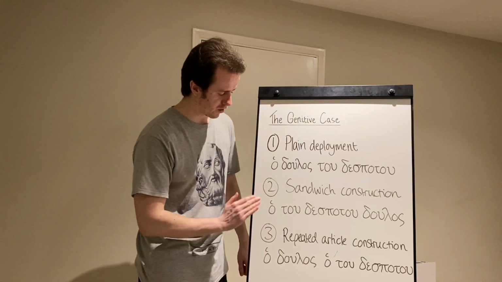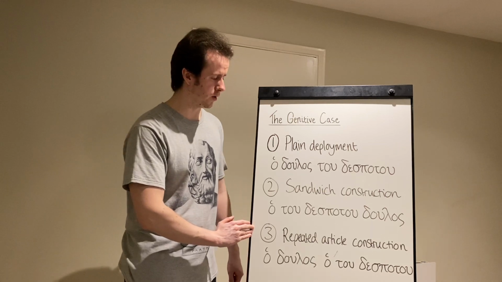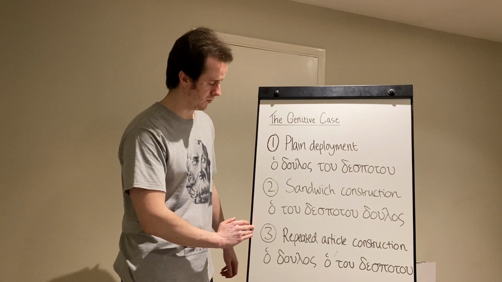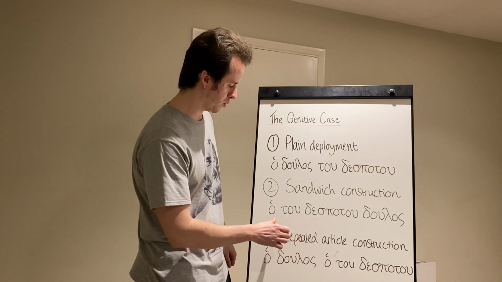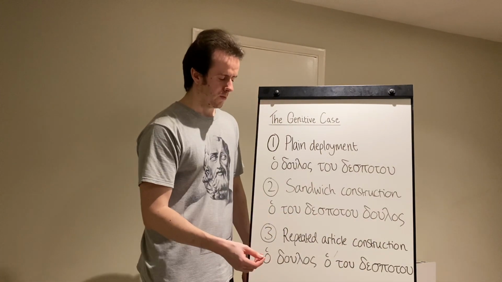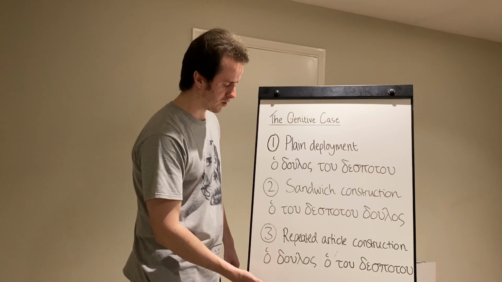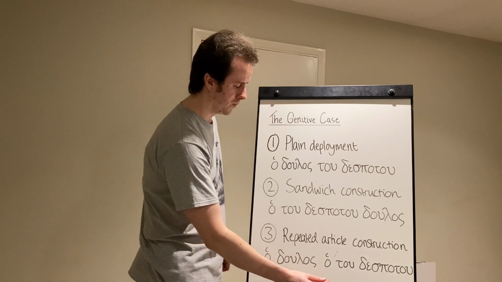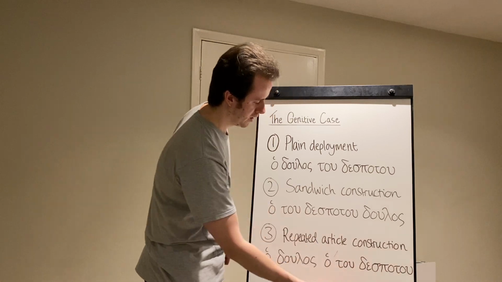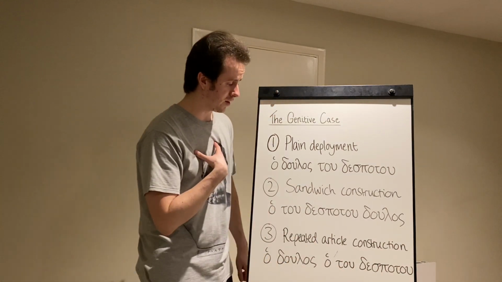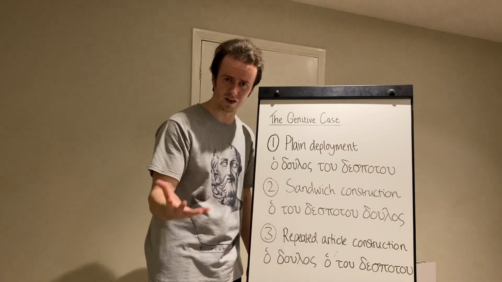And both the sandwich construction and repeated article construction are also used elsewhere in Greek, and so they are good to learn in their own right. The idea in the sandwich construction is that you've got some extra information sandwiched in between a definite article and a noun. And the idea in the repeated article construction is that additional information about something can be given by repeating the definite article of that thing and then adding the additional information. But in our case, that additional information is a genitive phrase, because today we're dealing with the genitive case.